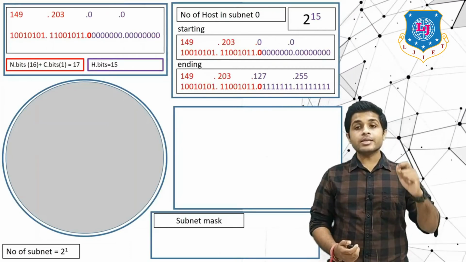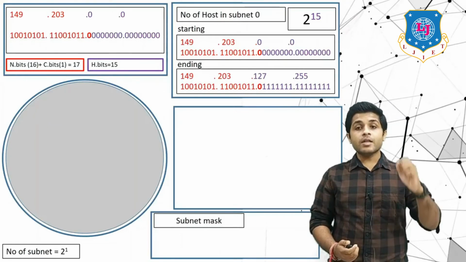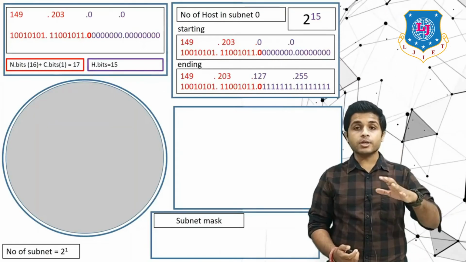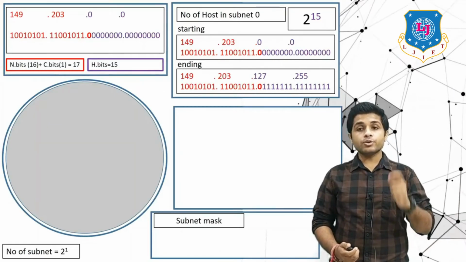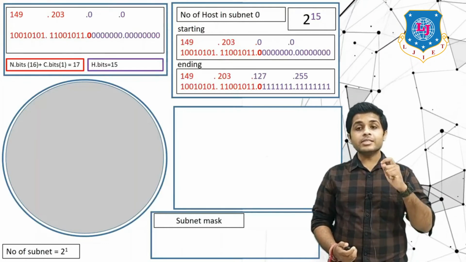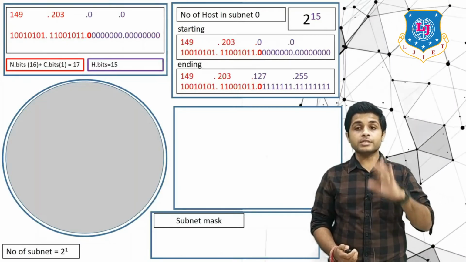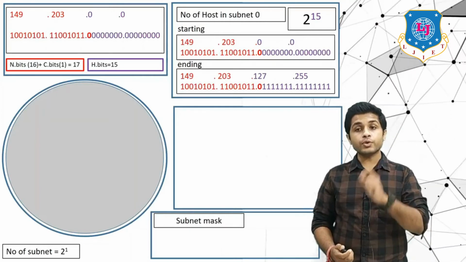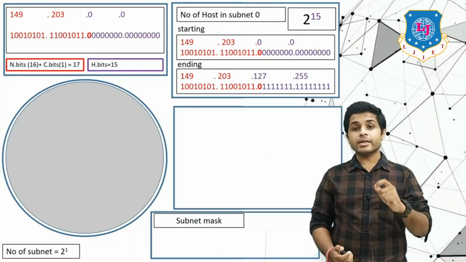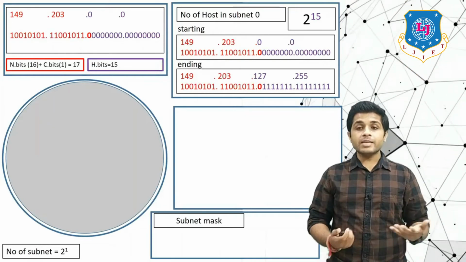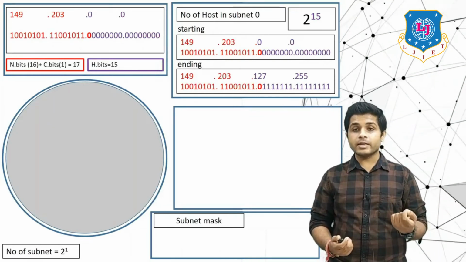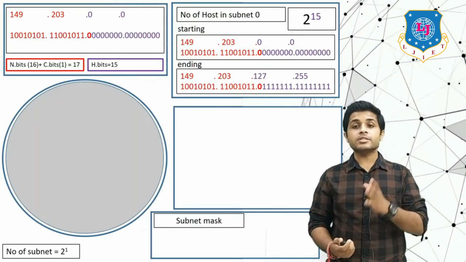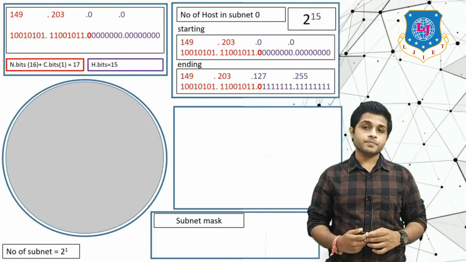We know that the first and the last address in any subnet is not allocated to any device, because the first address in the subnet represents the address of the whole subnet. So 149.203.0.0 is the address of subnet 0. And 149.203.127.255 is the broadcast address of subnet 0. So for any message sent to the broadcast address, all the devices in subnet 0 will receive the message.